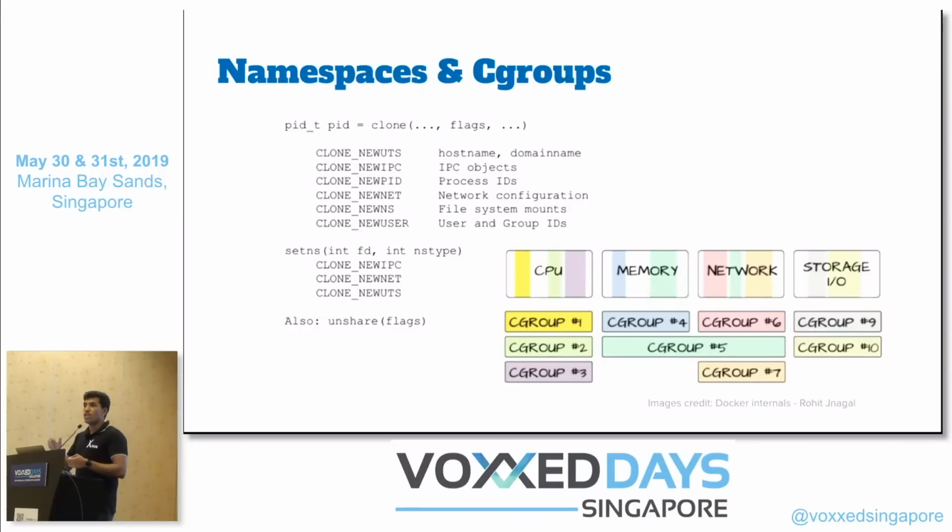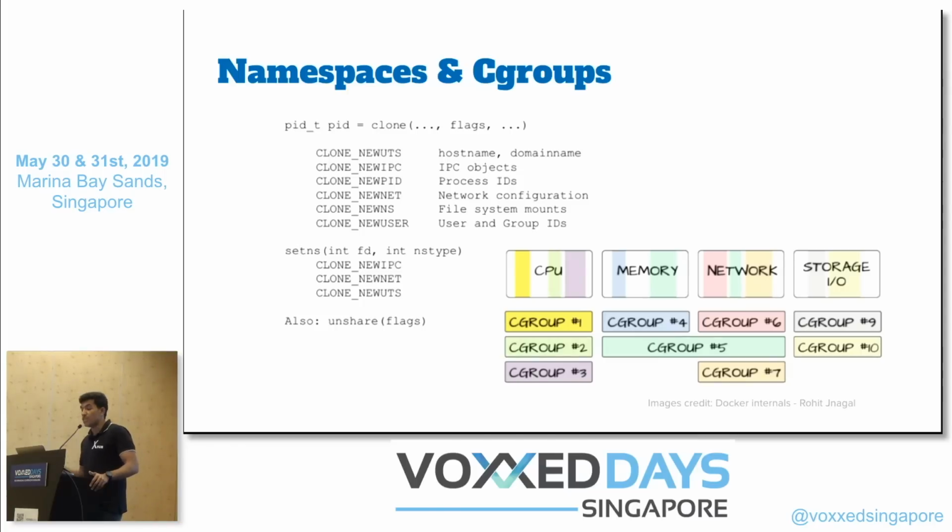So each process can have its own view on different namespaces, like user ID, process ID, network ID, and so on and so forth. Cgroups, on the other hand, enable us to implement limiting and measuring for the resources that can be used by a process, like memory, CPU, network IO, block IO, and so on.